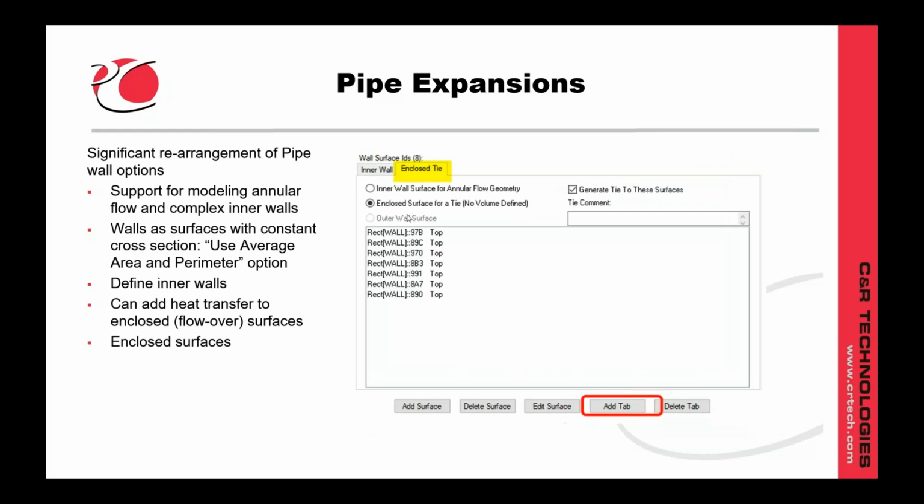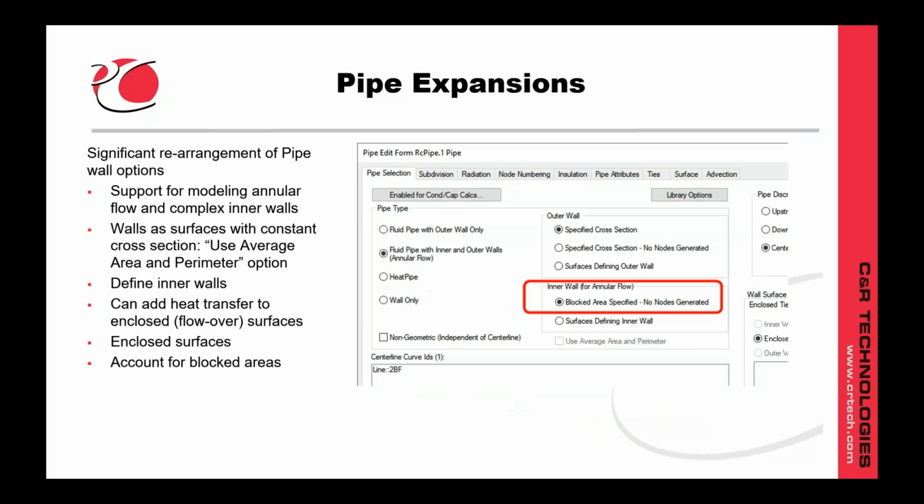Another new option is the ability to specify there is an enclosed surface for heat transfer. This could represent additional supports in a pipe or fins on the interior surface of the pipe, possibly an object in the flow stream. So you can use the Add Tab button to create additional heat transfer ties as needed. Also new is the ability to specify a blocked area along the length of the pipe. Both of these features will adjust the flow area, the volumes and such.